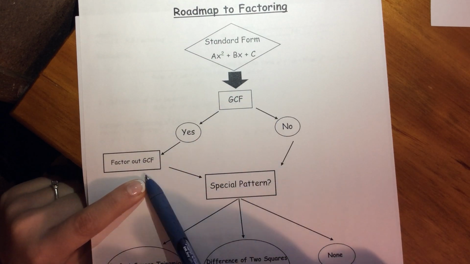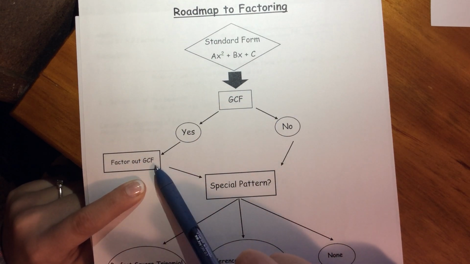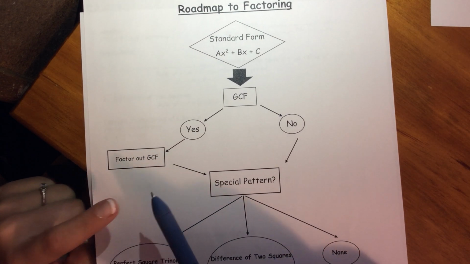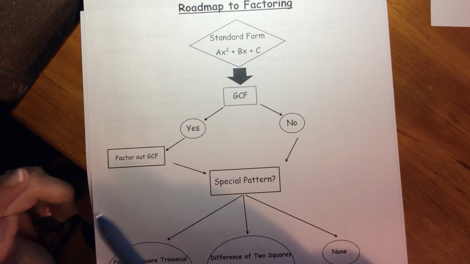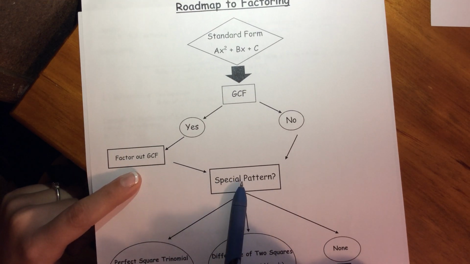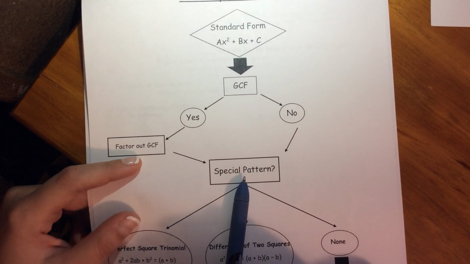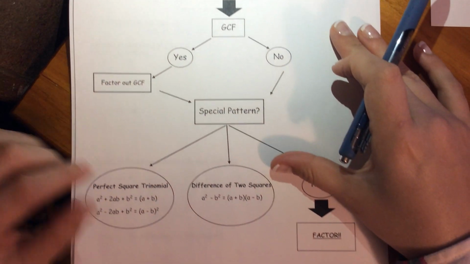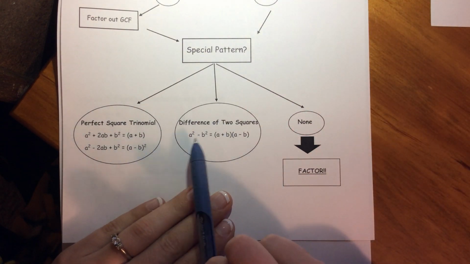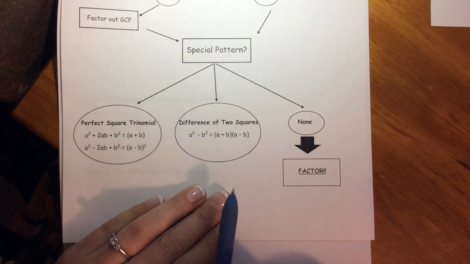So let's say yes, there is a GCF. We factored out the GCF, and then we're looking at what's left in the parentheses. So we're ignoring the GCF out in front of the parentheses. We're looking at what's inside the set of parentheses. Then we want to look for a special pattern. Okay, so looking for a special pattern, what does that mean? Well, these are the 3 other types of factoring that we're going to talk about today.